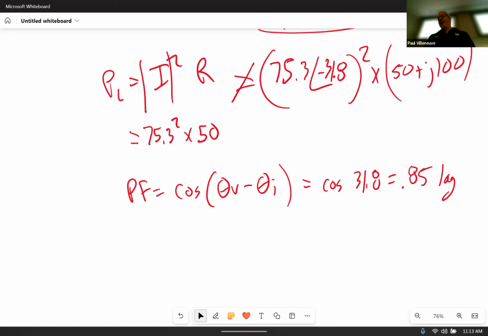And that's what my hope was, for those of you who weren't feeling confident, you would have sanity checked, said, hey, what's the cosine of 31.8? Oh, it's 0.85. Well, it should be 0.85 because that's what the power factor of the load is. That's the problem description.